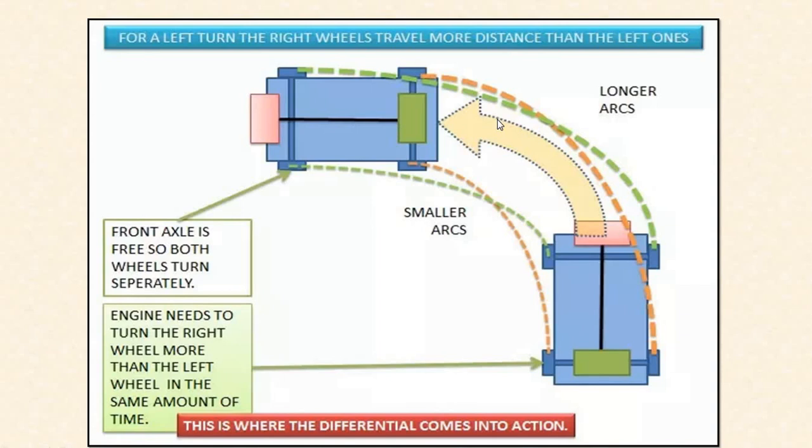than the left ones. So here is the front axle, which is free, so both wheels turn separately, and here the engine needs to turn the right wheels more than the left wheels in the same amount of time. So these two arcs are represented, the smaller arc and the longer arc. This is where the differential comes into action.